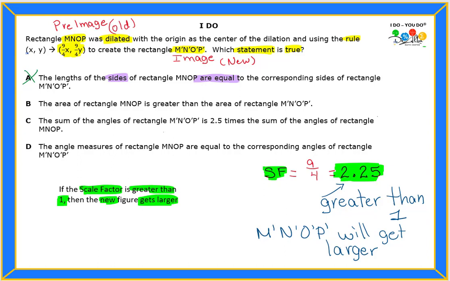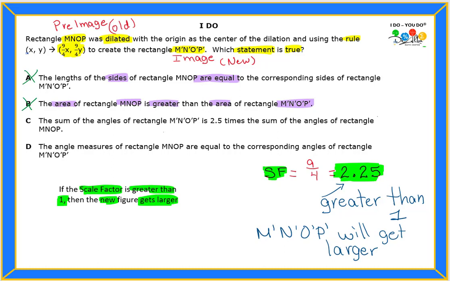What about B? It says the area of rectangle MNOP is greater than the area of my new one. Is that true? Can the original be greater than the new one? No, right? No way, because my original, or my pre-image, has to be smaller because my scale factor is enlarging the new one by 2.25. So no, that's not true.